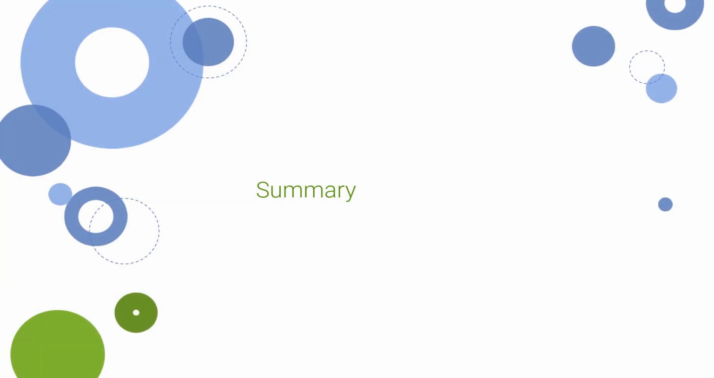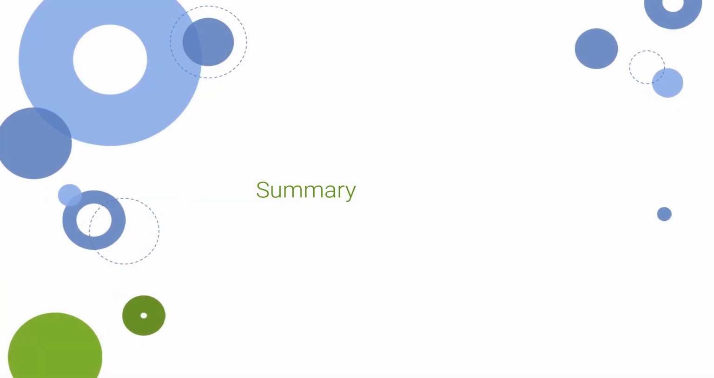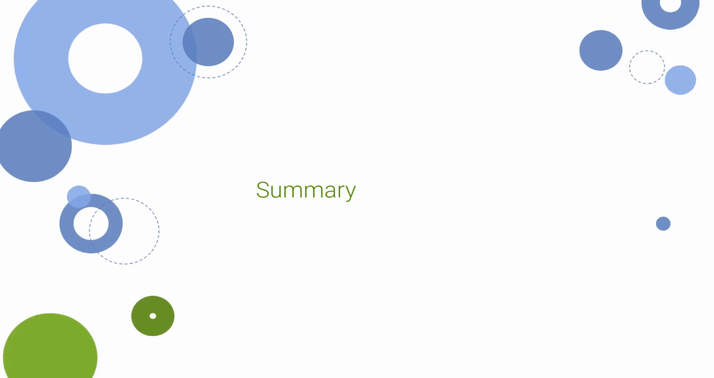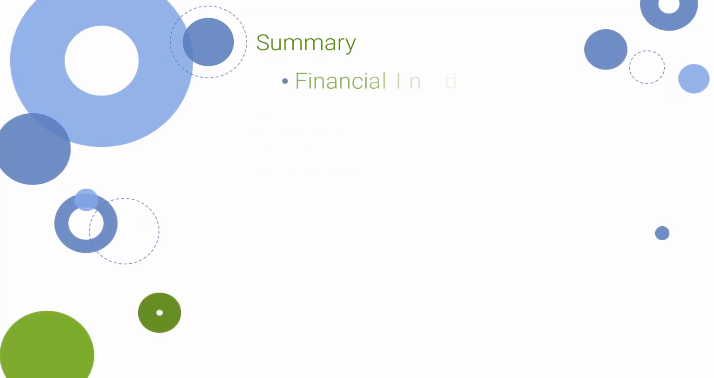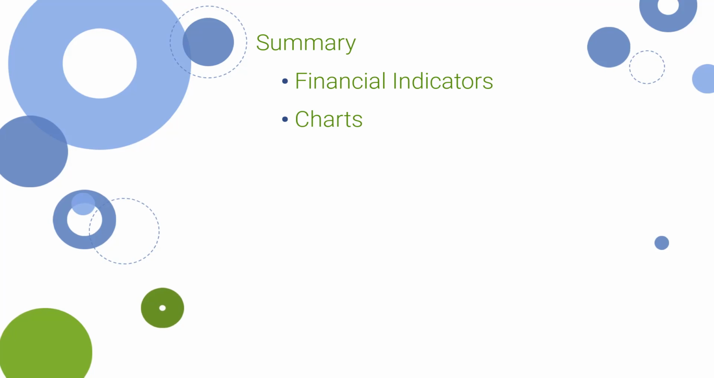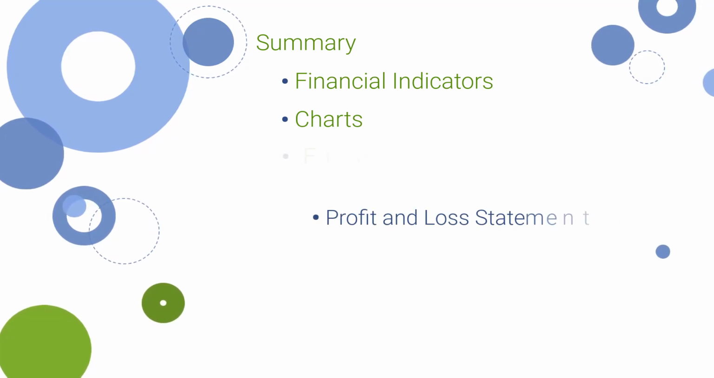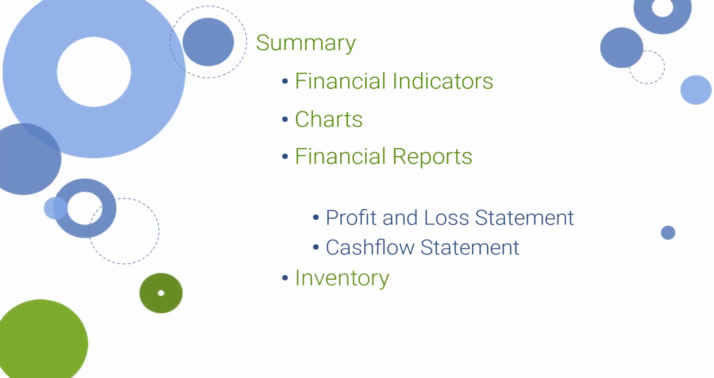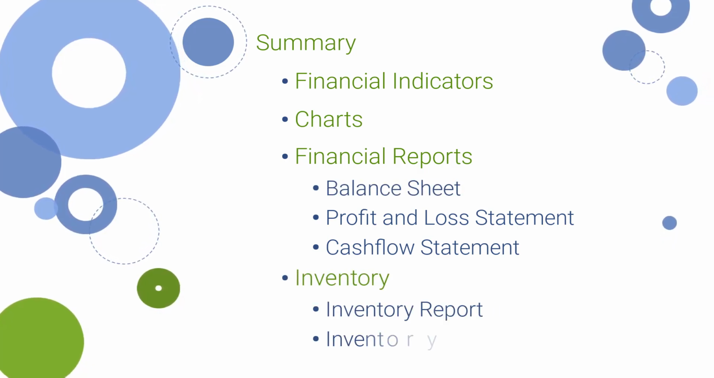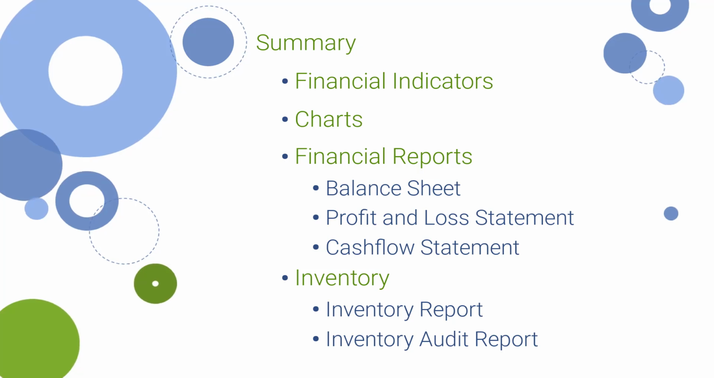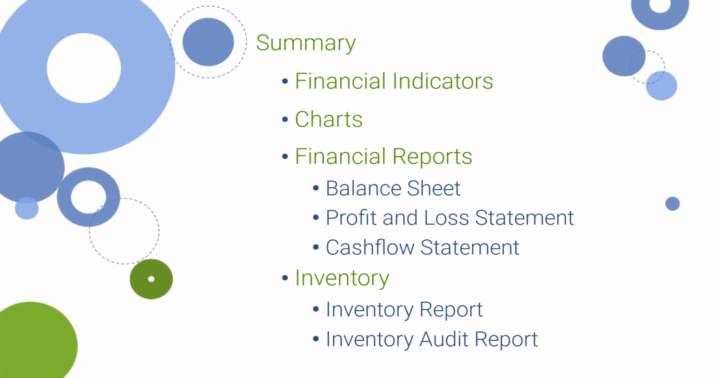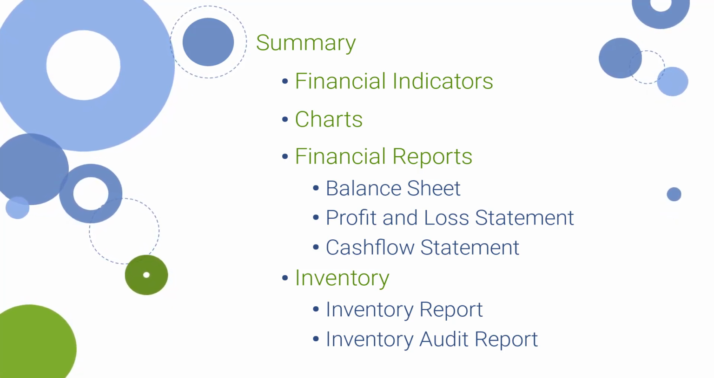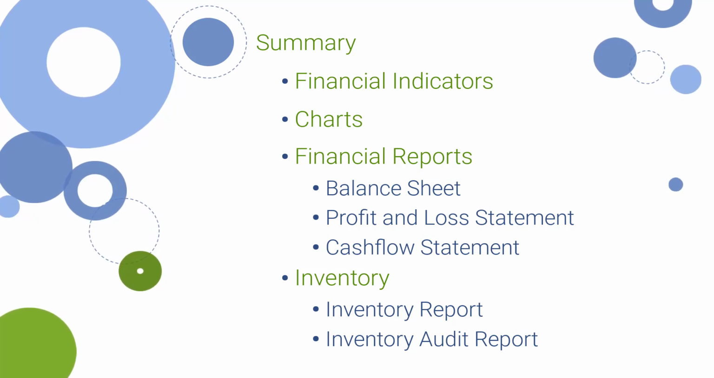In this tutorial, you've seen the results of purchases made in the previous 2 parts of this tutorial series. Financial indicators and charts have provided online financial information about your store. With Filogy reports, you made detailed statements about your business, such as balance sheet, profit and loss statement, or cash flow statement. You track your inventory using the inventory report and the inventory audit report.